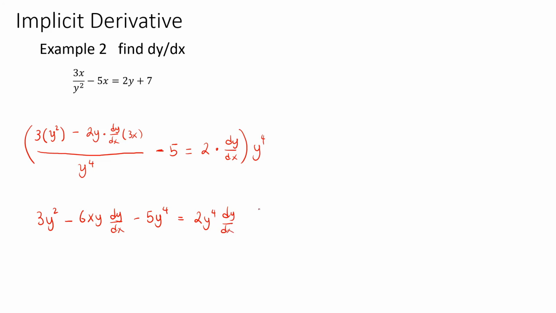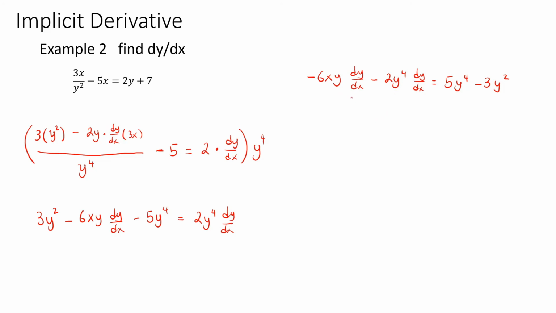Now I'm going to isolate the dy over dx. So I'm going to move it to the left side and move the other terms to the right. So we have negative 6xy dy over dx minus 2y to the 4th dy over dx equal to 5y to the 4th minus 3y squared. Again, if you want, you could have solved it on the right side for dy over dx. I'm just comfortable solving on the left side, that's why I moved it to the left side, but that's your choice.